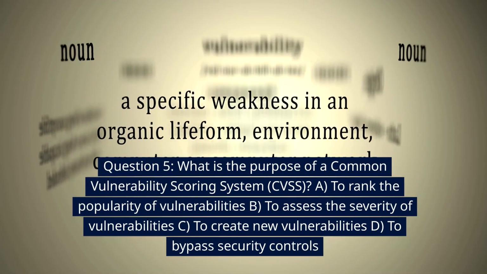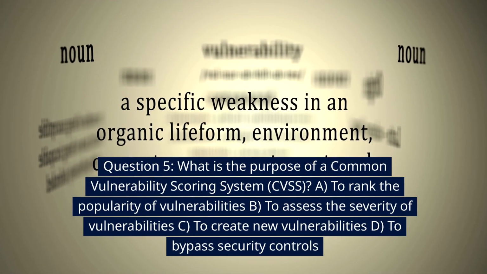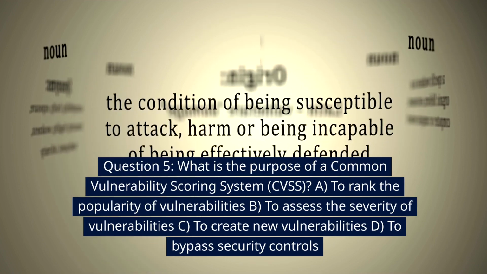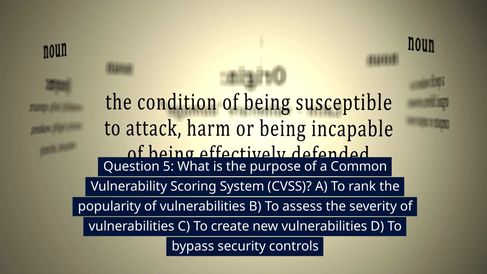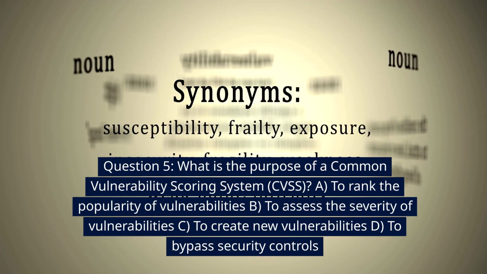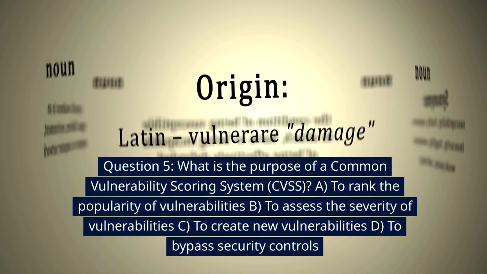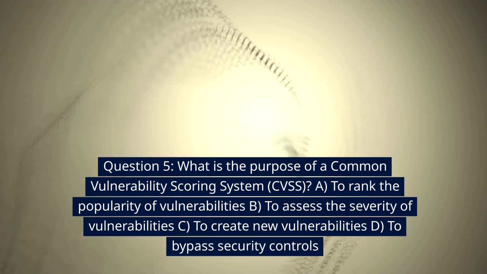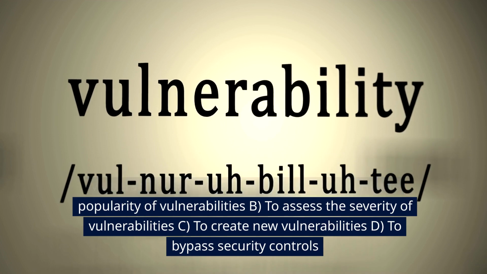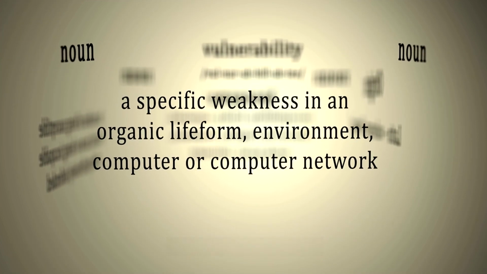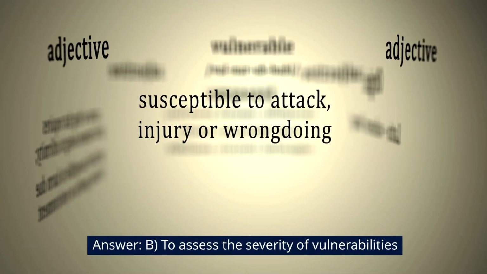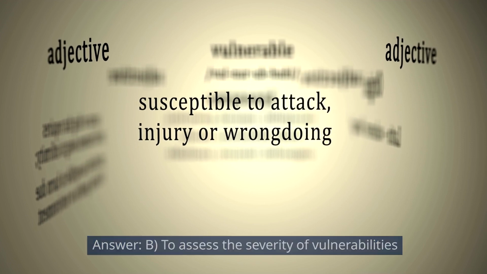Question 5. What is the purpose of a common vulnerability scoring system, CVSS? A. To rank the popularity of vulnerabilities. B. To assess the severity of vulnerabilities. C. To create new vulnerabilities. D. To bypass security controls. Answer. B. To assess the severity of vulnerabilities.